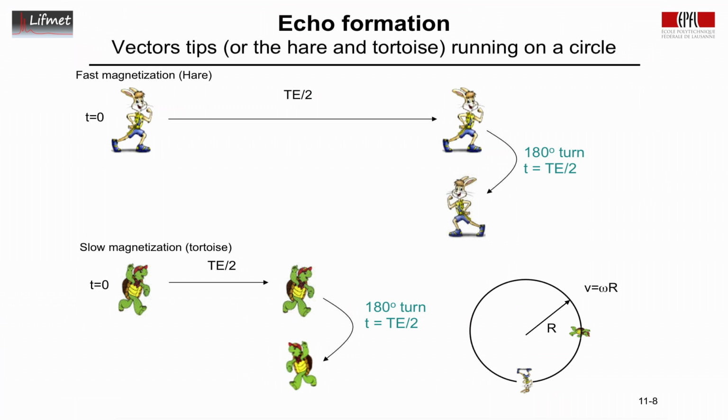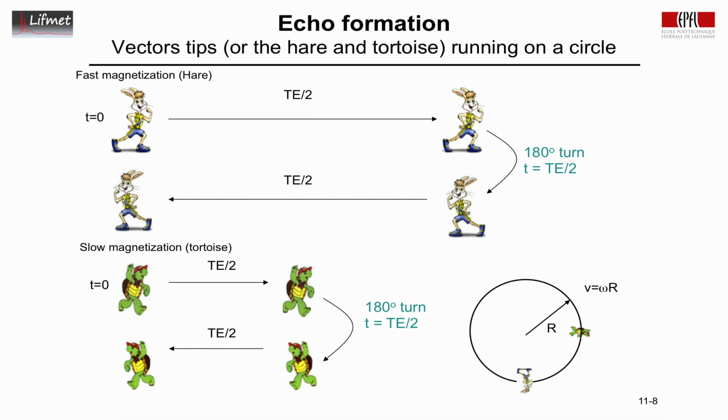So this is a 180-degree turn around, and now we're letting them run again for the same amount of time. Now the distance that they're going to run on the circle for the same amount of time, since they are running at the same speed, is going to be the same but in the opposite direction. So after time te, after te seconds, they're both going to end up again at the same position, like this.